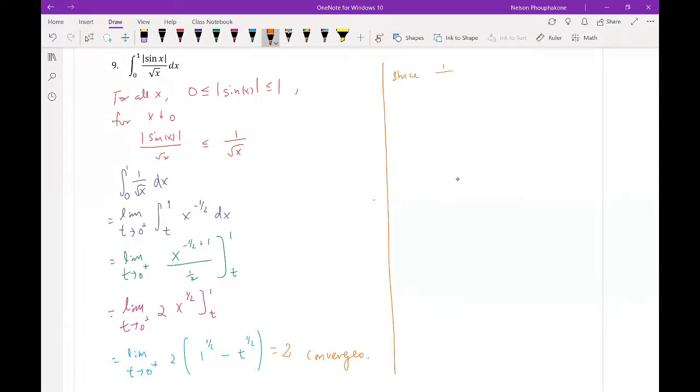Since 1 over square root of x is greater than or equal to the absolute value of psi of x over square root of x, by the comparison test, the integral from 0 to 1 of the absolute value of psi of x over square root of x dx also converges. Okay, that's it.